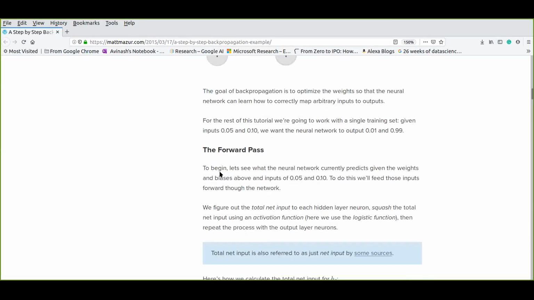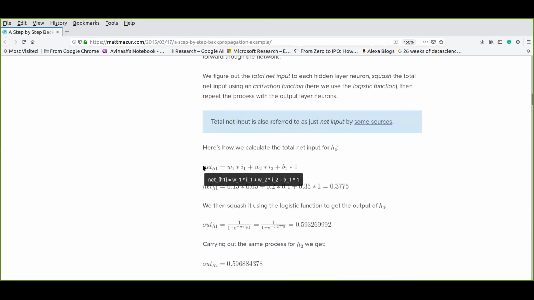So I2 and W2 are multiplied, and that forms another term. So we can see that here, the net input for the H1 is going to be the input 1 multiplied by its weight, and input 2 multiplied by its weight, and the bias that is associated with this hidden neuron H1, which is bias B1. So this is going to be the net input for the hidden neuron H1. So we can replace the values as we have given some random values. So what we're going to get is net H1 is some value like 0.3775.